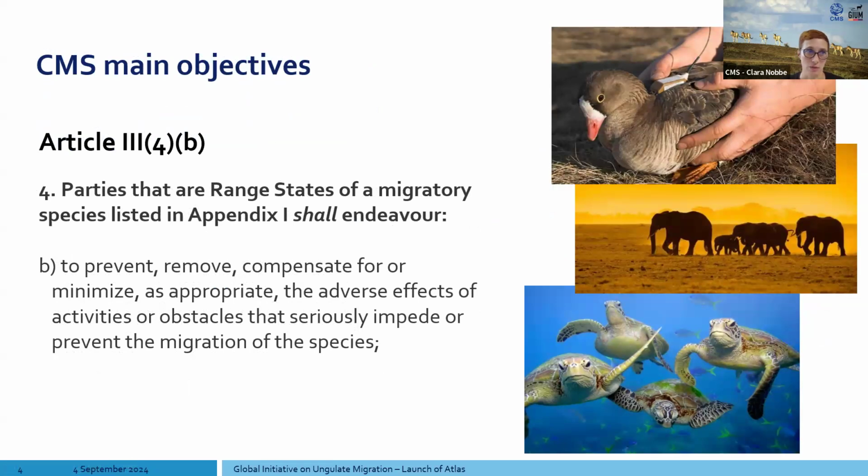One of the main objectives of CMS is contained in Article 3(4)(b), and that requires parties that are range states of a migratory species listed in Appendix I to endeavor to prevent, remove, compensate for, or minimize the adverse effects of activities or obstacles that seriously impede or prevent the migration of the species. So this is contained in the text of the convention, and that obviously makes it a really, really important objective of it.